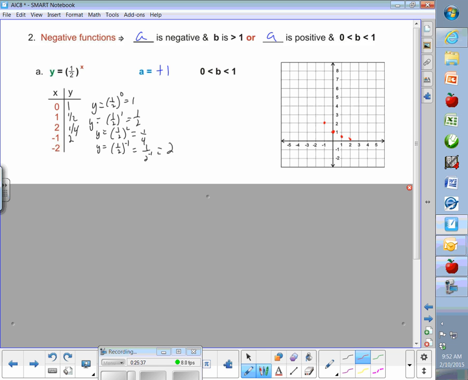And we'll do one more. Y equals 1/2 to the -2. And so that's a 1/2 to the -2. 2 to the -2 is a 2 squared, and 2 squared is a 4. So we get the point, -2, 4. What would we get if we did -3? What's 2 cubed? It would be an 8, yes.